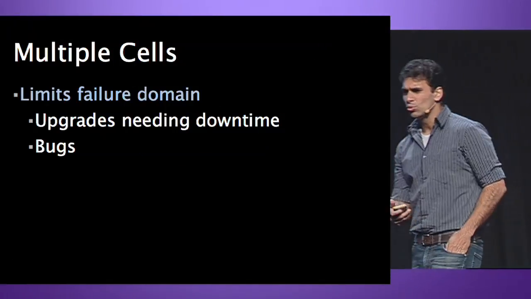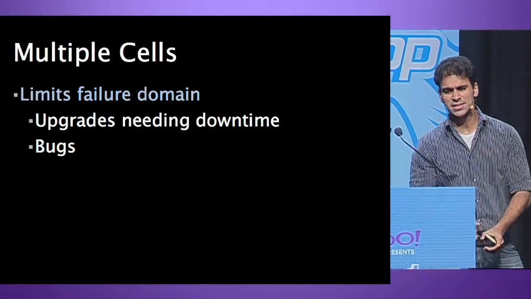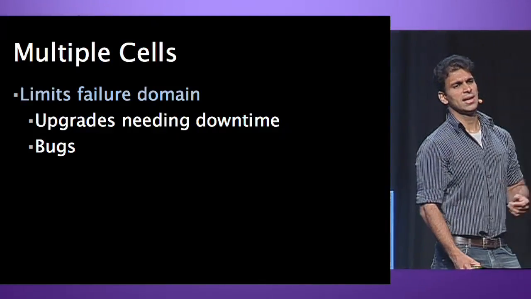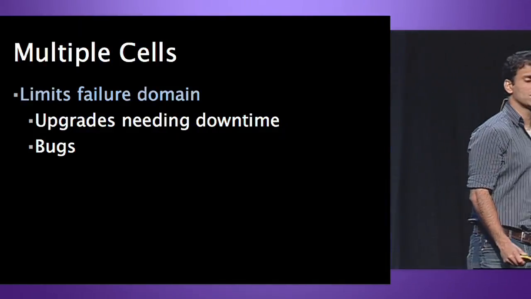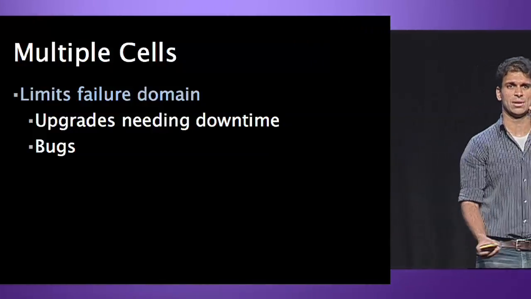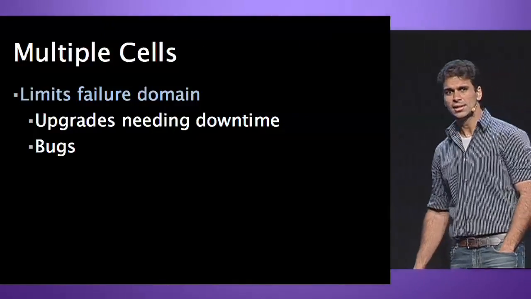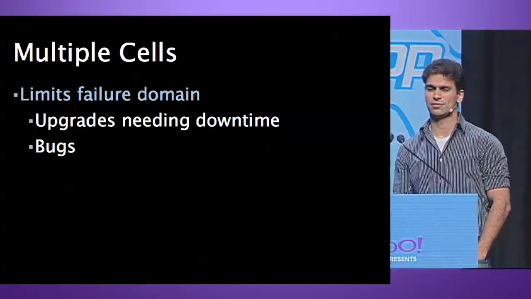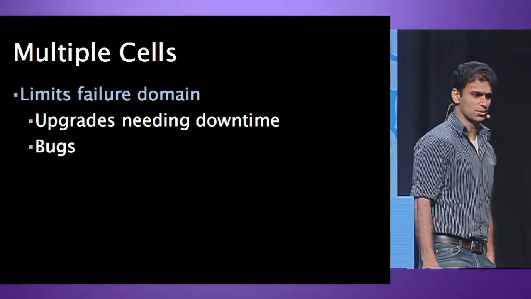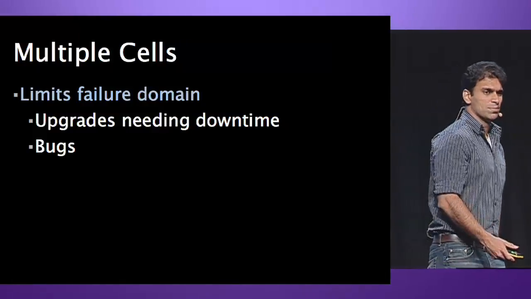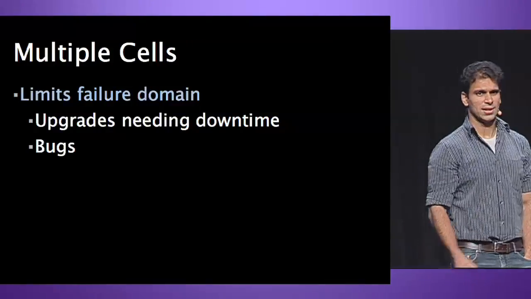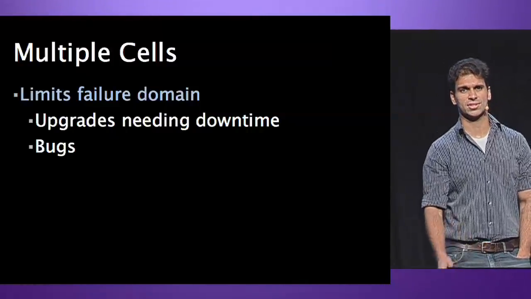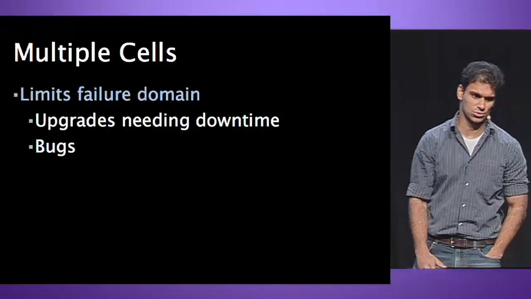So why did we go with multiple cells? Well, the biggest advantage multiple cells give us is that if we ever had to upgrade and the change was not backward compatible, we would need downtime to upgrade the entire cluster. Having multiple cells would cause this to be a downtime for only a fraction of the users and not the entire user base. The second thing was bugs that would take down the entire cluster. If that ever did happen, we wouldn't have an outage across the entire user base. It would just be for a fraction of the users.